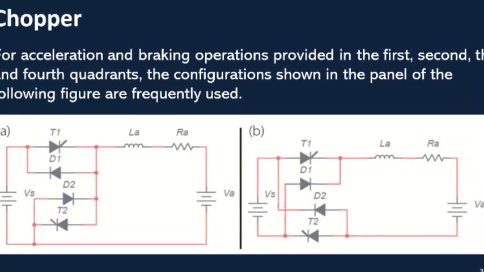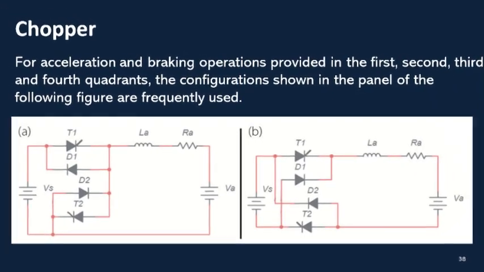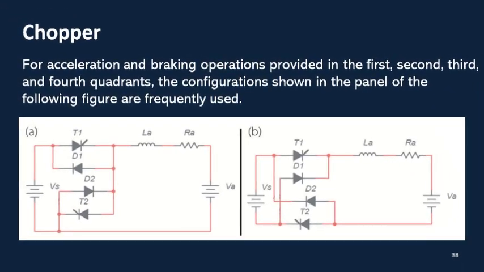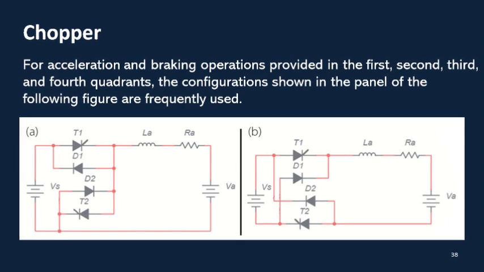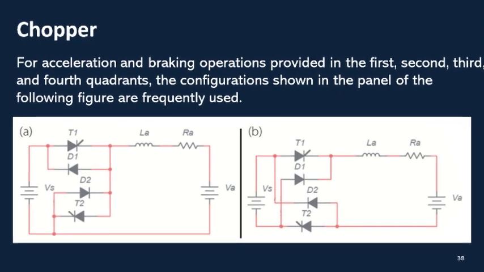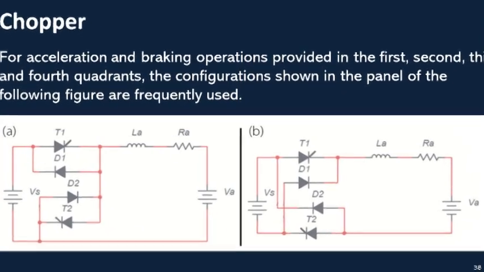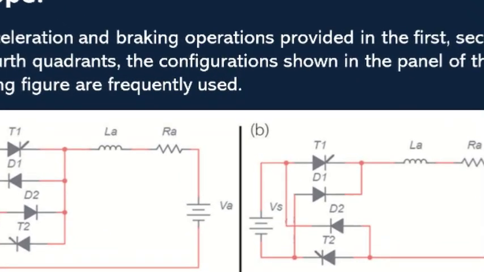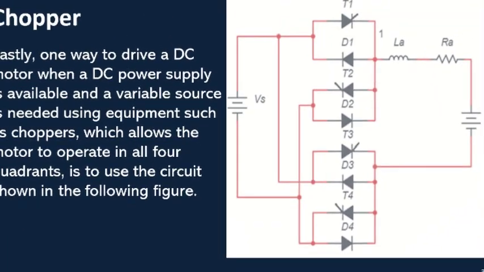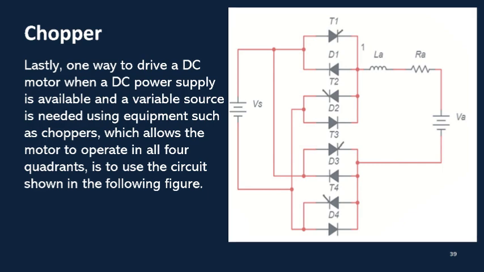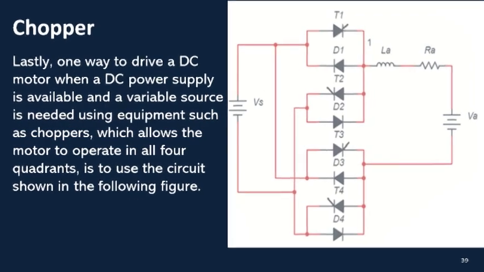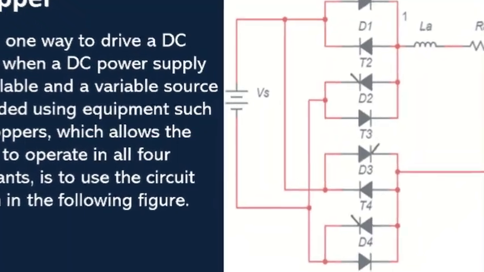For acceleration and braking operations across all four quadrants, configurations similar to those depicted in the panel of the following figure are commonly employed. These circuits enable precise control over motor speed and direction by managing both positive and negative currents and voltages as required by the motor's operational needs in each quadrant. Finally, to drive a DC motor using a DC power supply and achieve variable operation across all four quadrants, chopper circuits can be utilized. One effective circuit configuration for this purpose is illustrated in the following figure.